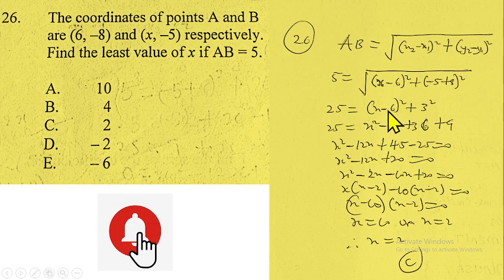And if you expand this x minus 6 squared, that will give us x squared minus 12x plus 36 plus 9. Then from there, if you collect like terms, you can take this 25 to this side. So you have x squared minus 12x plus 36 plus 9, that will give us plus 45.